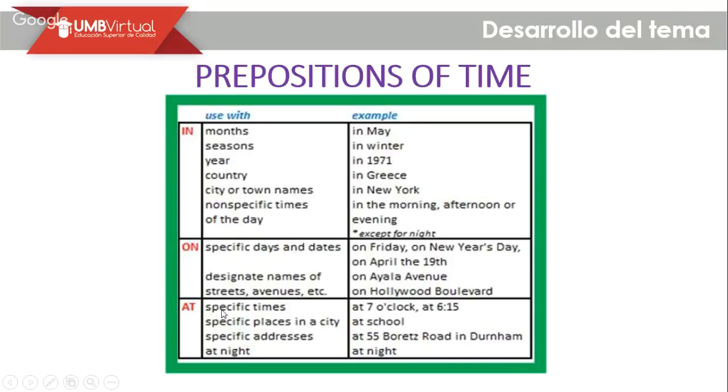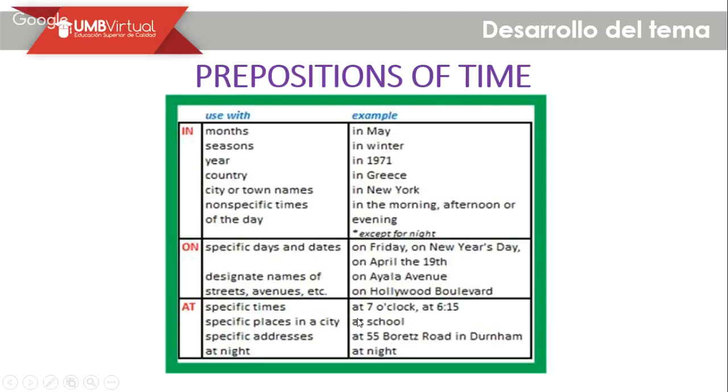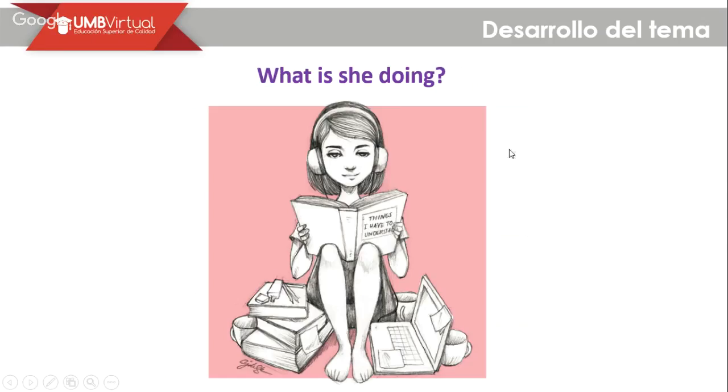Later we have at. When do we use it? When we want to mention specific times, specific places in the city, specific addresses. So here we have at 7 o'clock, at 6:15, at school, at 55 Boris Road, at night. Okay, this is the explanation according to these prepositions of time.